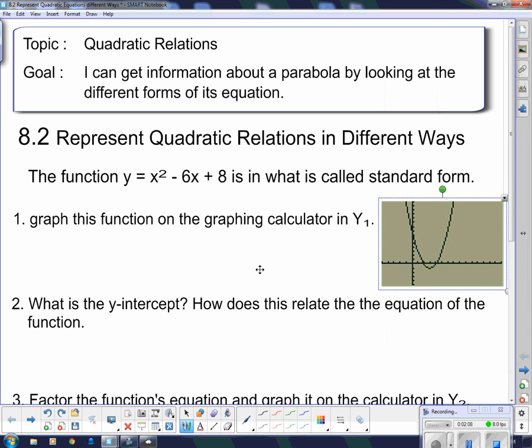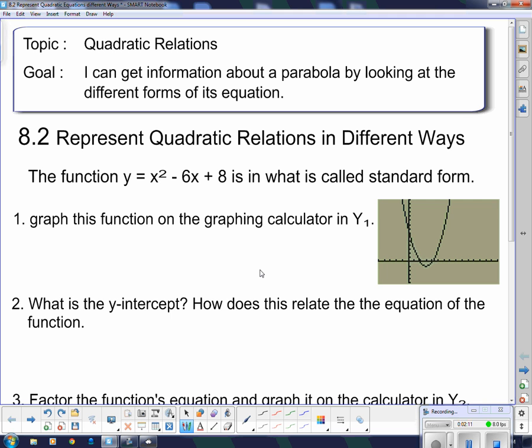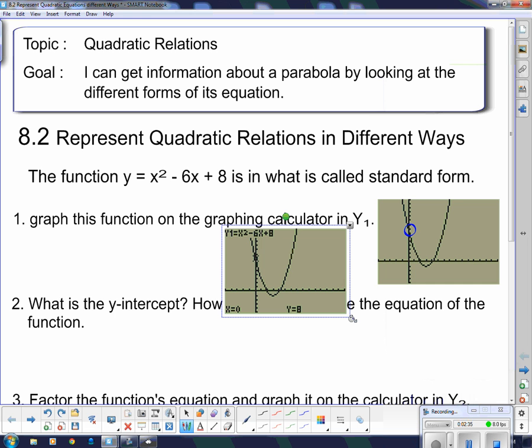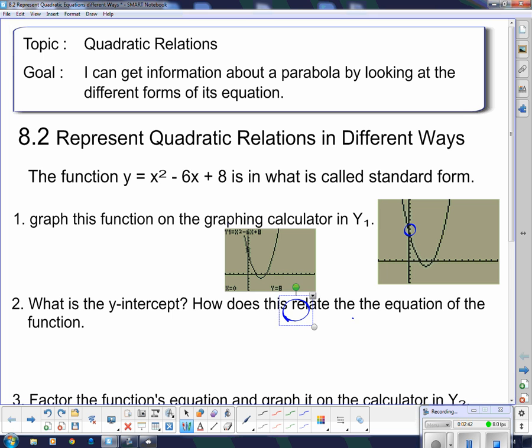That's what it looks like. What is the y-intercept and how does this relate to the equation of the function? Well, here's the y-intercept. It's kind of hard to read there, but let's take a look at it on the graphing calculator again. At the y-intercept, x is 0, so I press trace, and I type in 0, and it jumps right to where x is 0, and it tells me that the y-intercept is 8.